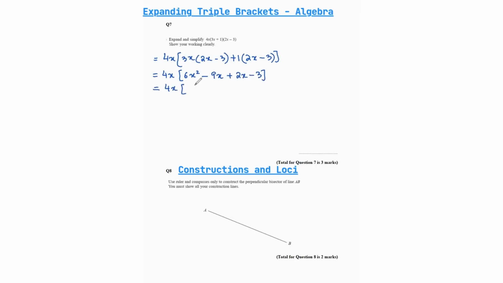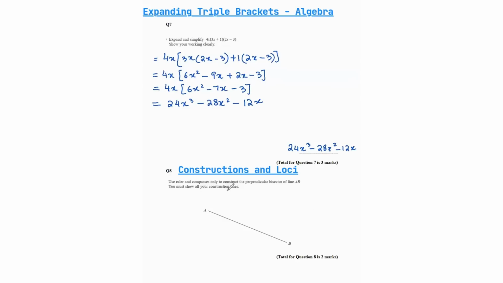Actually, first collect the like terms. So 6x squared minus 7x minus 3. Now you can expand the bracket. So 4x times 6x squared is 24x cubed. 4x times negative 7x is negative 28x squared. And then negative 12x. This is your expansion of the bracket. So 24x cubed minus 28x squared minus 12x.